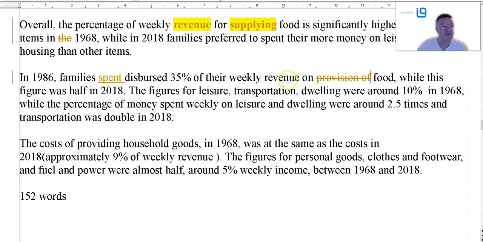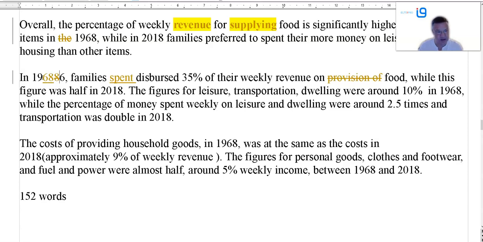Okay. What's this 1986? You mean 1968, presumably. Figure was half 18, 10%. So again, we're not really making comparisons. I mean, let's have a look. Let me get it out again. Where did I put it?